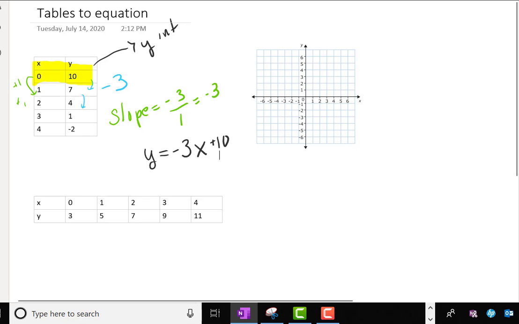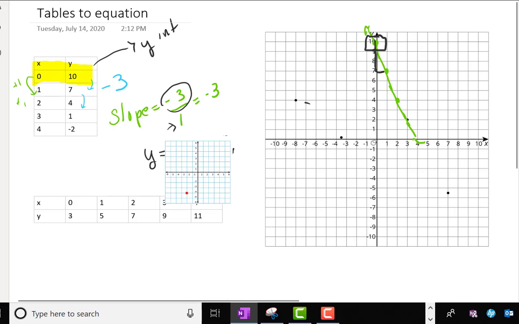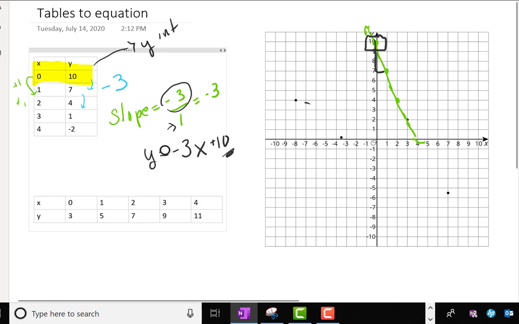So now maybe I want to graph that. 1, 7 is a point. 2, 4 is a point. I could put all of them in, but I'm not going to. And I draw my line. So if you need to, you could graph. And from this graph, we can tell that my y-intercept is 10. And my slope, if I draw in that triangle, went down 3 and to the right 1. So that is my slope. And that's my equation there.